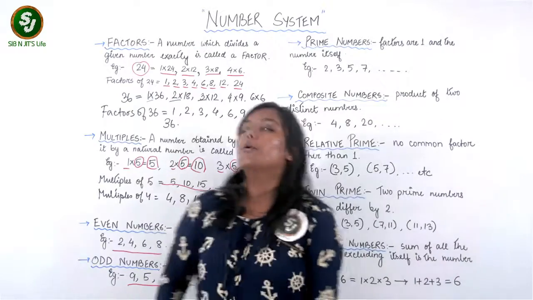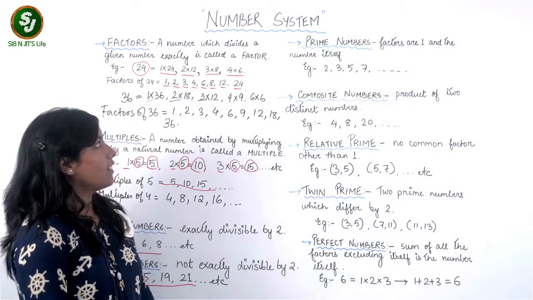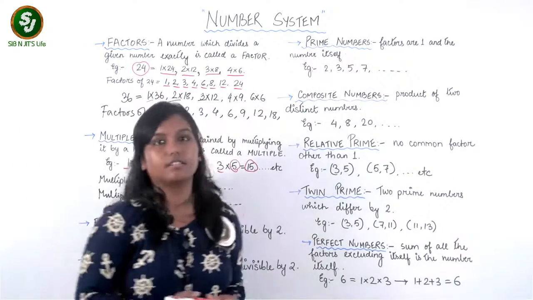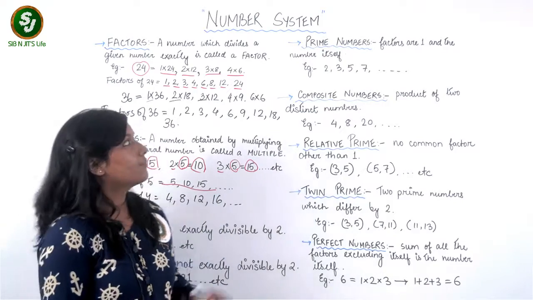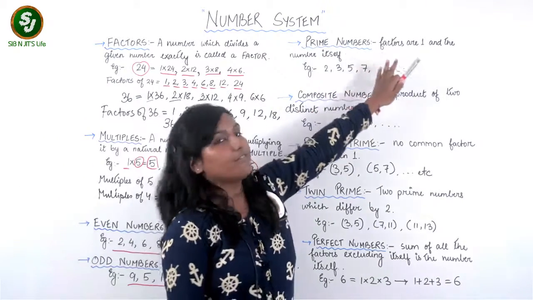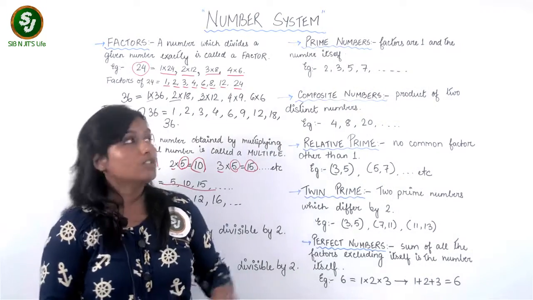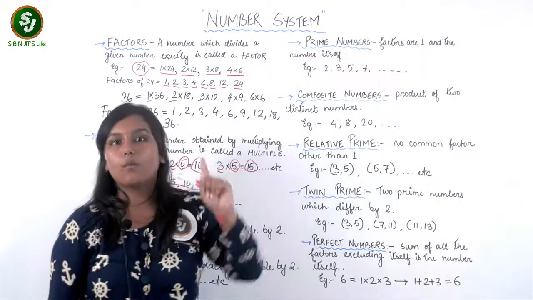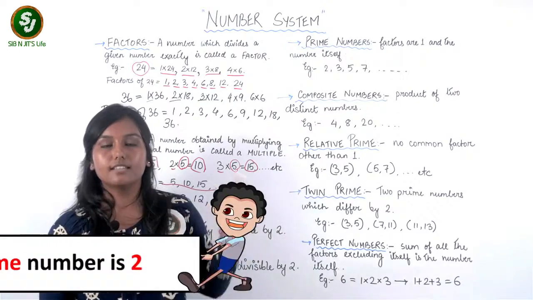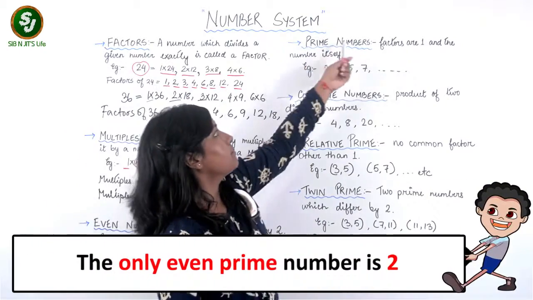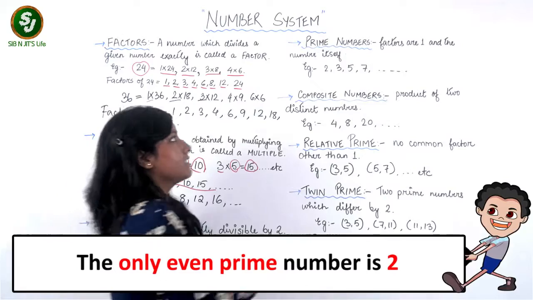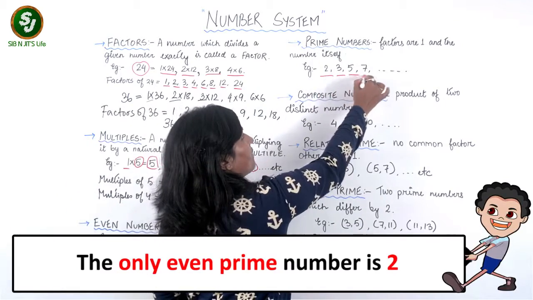Okay. Moving on to this side, we have next prime numbers. What are prime numbers? They are the numbers which have factors of 1 and the number itself. So the factors of prime numbers will be 1 and the number itself. Such numbers are termed prime numbers. Examples here are 2, 3, 5 and 7.